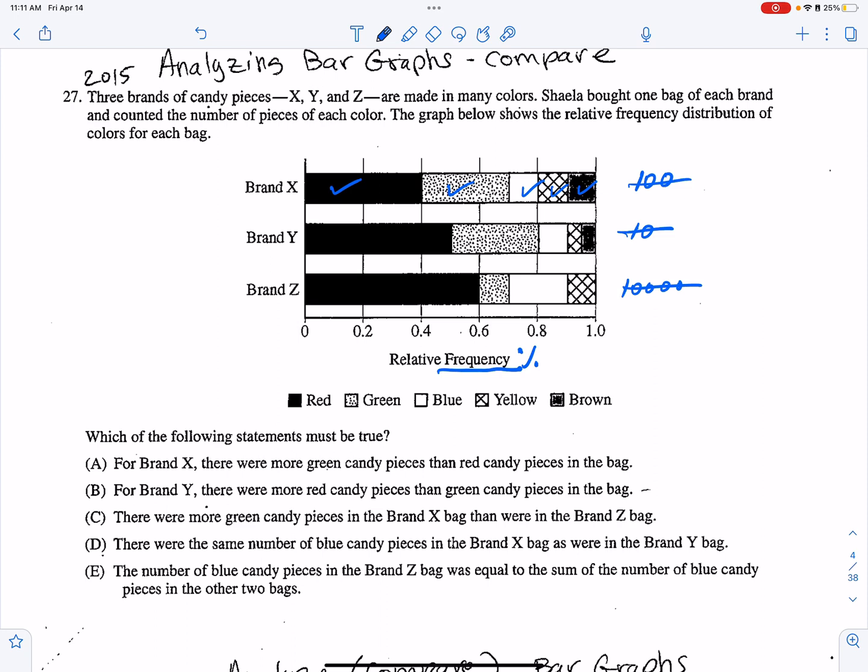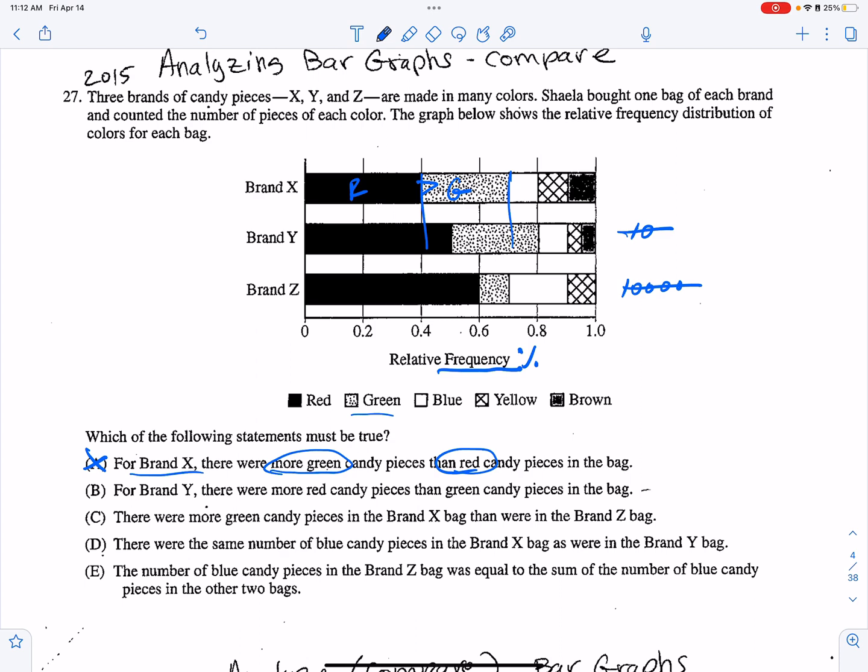So for A, for brand X, there were more green candy pieces than red candy. As soon as you see that, more green than red, that's within the brand, so we can do that. So we look at brand X, and I see, okay, green is here. And so green's from here to here. And then red is here. So this is red. Well, red was obviously greater than green. And this is green is greater than red. So that's kind of ridiculous.